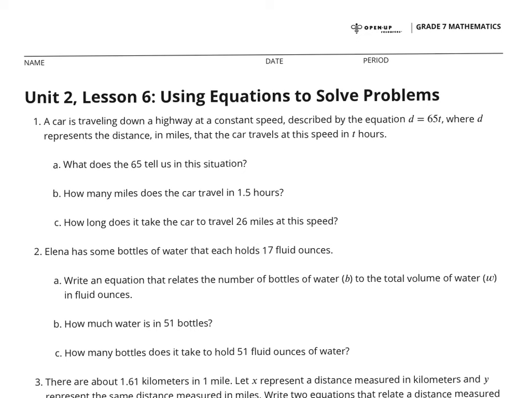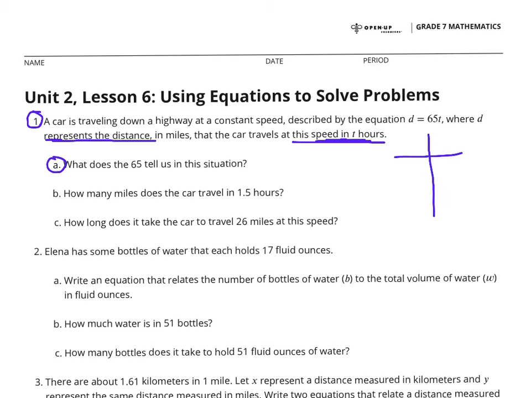But I want to work through this question number 1 with you. A car is traveling down the highway at a constant speed described by the equation d equals 65t, where d represents the distance in miles that the car travels at this speed in t hours. So t is our time and d is our distance. First question, what does the 65 tell us in this situation?